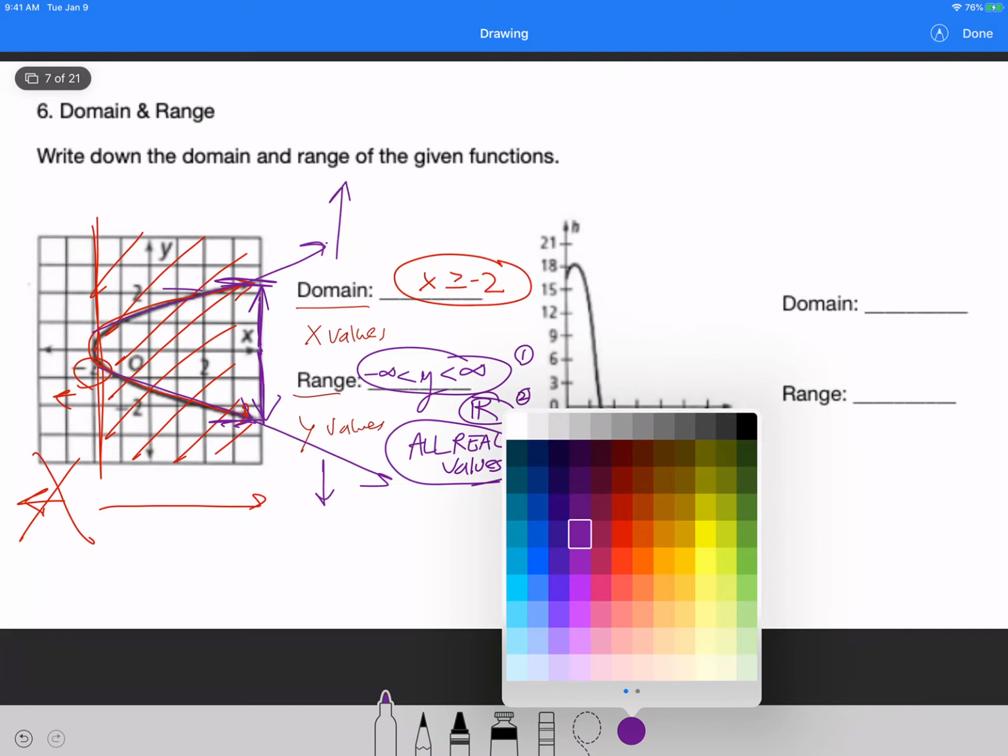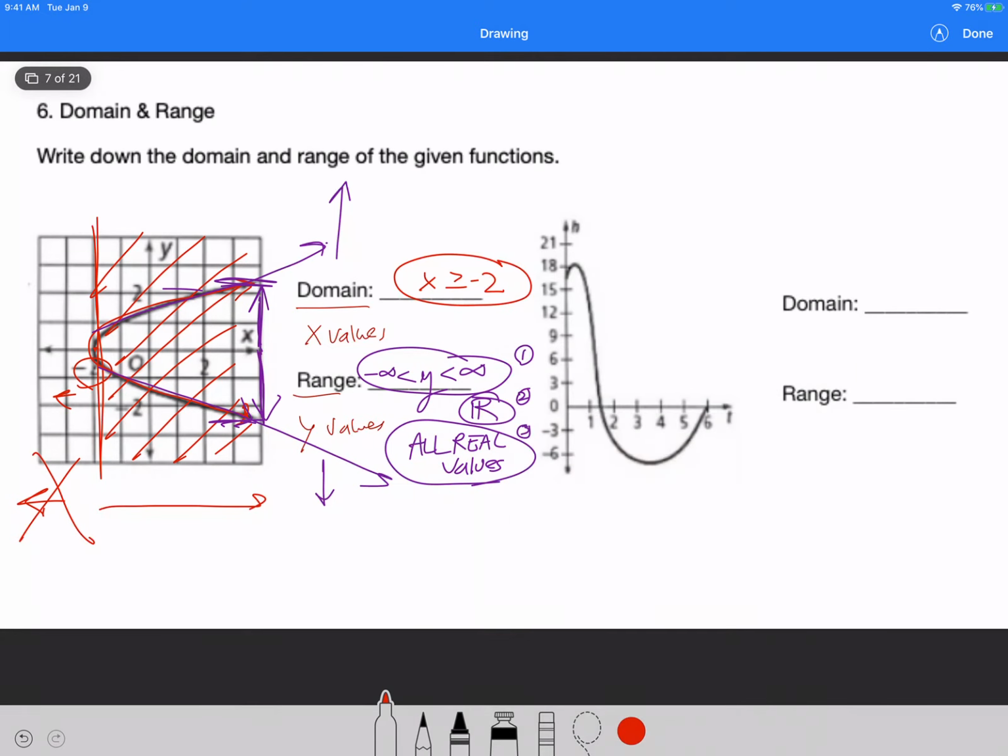All right, next question. This is kind of like a roller coaster ride. Let's talk about the domain first. It seems like the domain doesn't give you the arrow signs, as you can see right here. For these two, arrow signs indicate that it goes on infinitely forever. For this graph, it only starts from here and ends right there. So my domain is from 0 to 6. My range goes from -6 to 18. So -6 is less than or equal to y, which is less than or equal to 18. That should be the way you write the range.